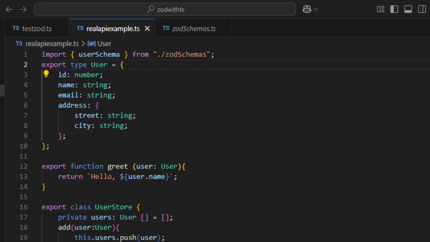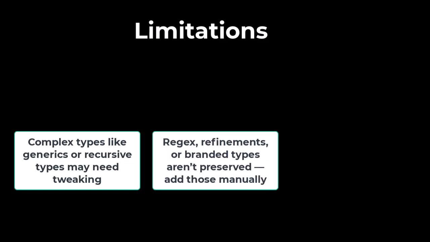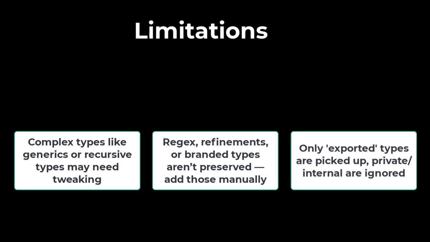Finally, there are a few things to watch out for. First, complex types like generics or recursive types might need some tweaking. I won't go into details here, but just keep it in mind. Second, regex, refinements, and branded types aren't automatically included. You'll need to add those manually. And finally, only the exported types are picked up, private or internal types are skipped. But for 90% of everyday dev work, this tool just works.